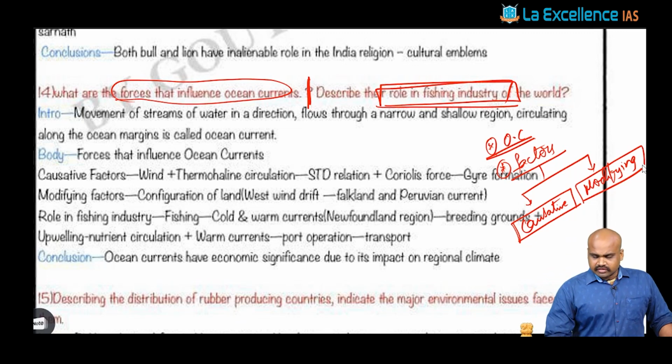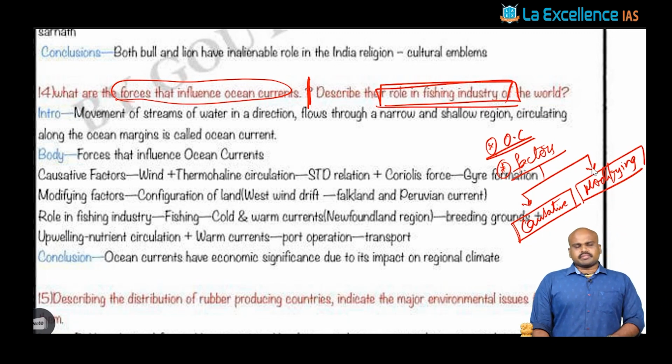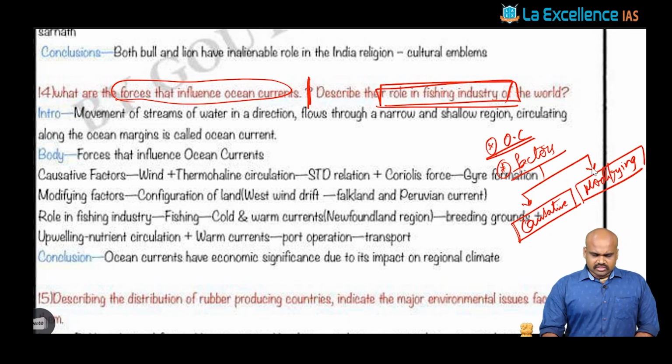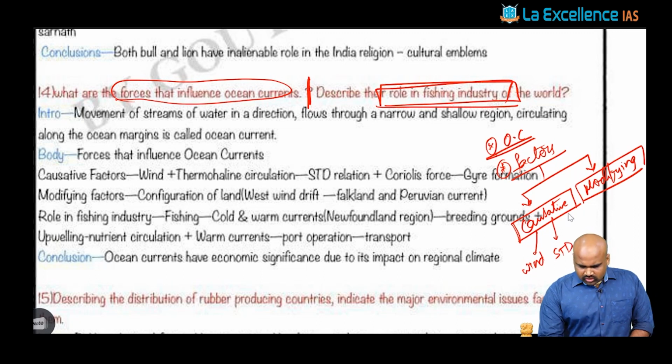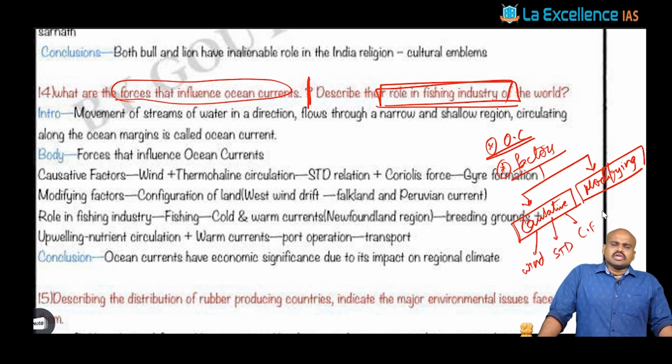Once we talk about the causative factors and the modifying factors with respect to oceanic currents, we will see that the causative factor might be your wind system. The causative factor might be the STD relation, the salinity, temperature and density relation, which is driving the movement of the oceanic currents. Then we can also talk about the Coriolis force, which is very, very important, for the reason you would see the role of the Coriolis force in gyre formation. Gyres are nothing but cyclical or circulating oceanic currents.